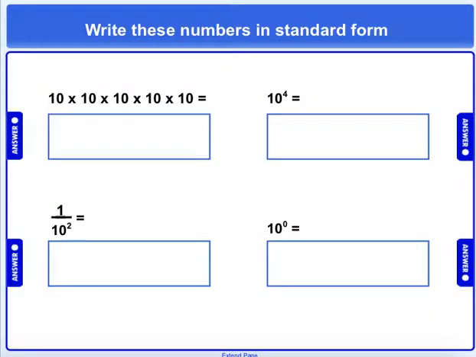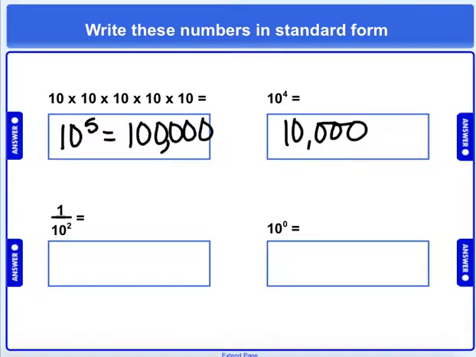Okay, so if we practice, when we write these numbers in standard form, we could say, all right, 10 times 10 times 10 times 10 times 10, all those 10s, that's 10 to the 5th, which is the same as 1 with 5 zeros. Okay, we have 100,000. Or 10 to the 4th is 10,000. All right, 1 over 10 squared is the same as, well, 1 over 100, which is 1/100th, which is 0.01. Or 10 to the 0 power is always 1.